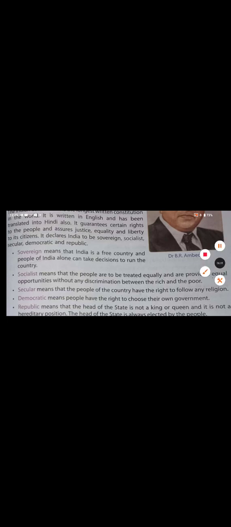So here, what is the meaning of sovereign? Sovereign means that India is a free country and the people of India alone can take decisions to run the country. Socialist means that the people are to be treated equally and are provided equal opportunities without any discrimination between the rich and the poor. Secular means that the people of the country have the right to follow any religion.